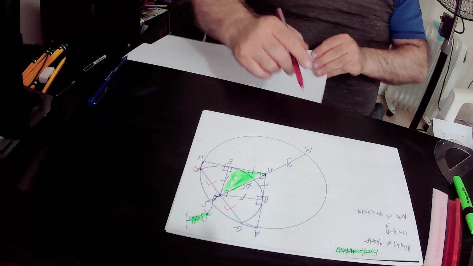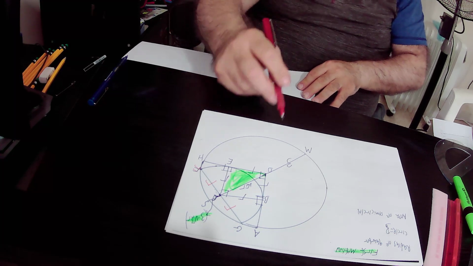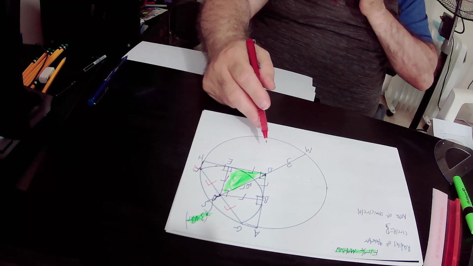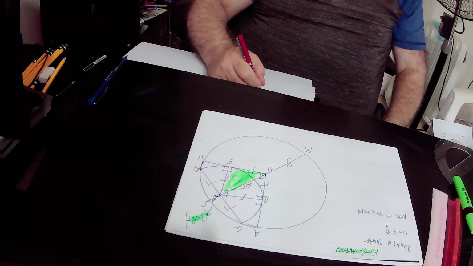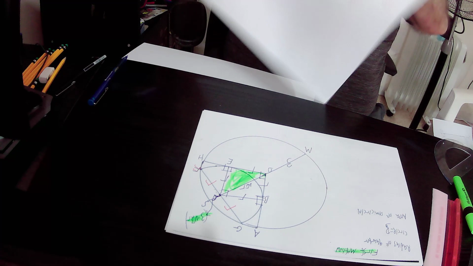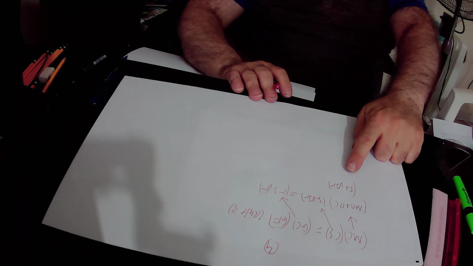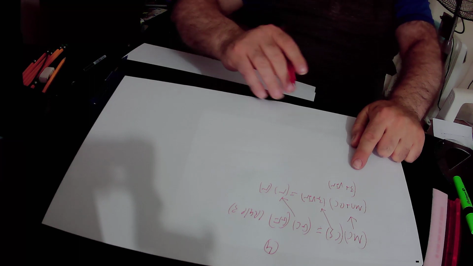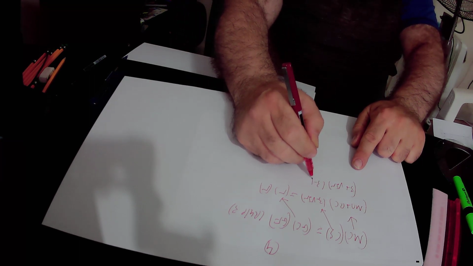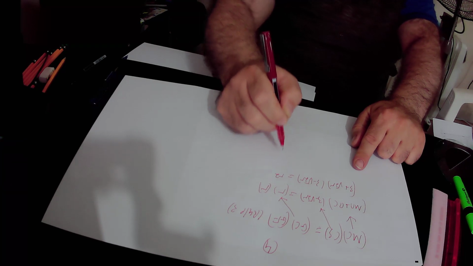So what is the value of MO? MO equals 3 units. OC is the diagonal of the square, that is square root of 2R. So in conclusion, we found out that MO plus OC, it is 3 plus square root of 2R, times 3 minus square root of 2R, and it is equal to R squared.